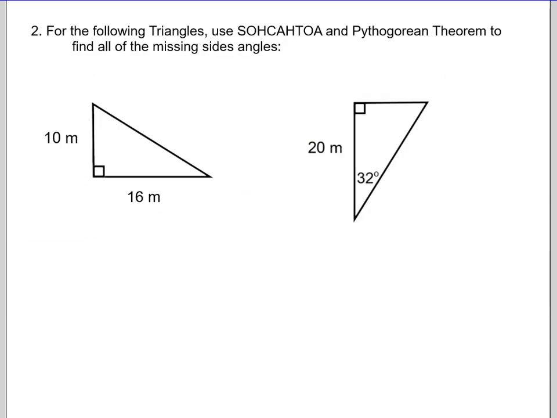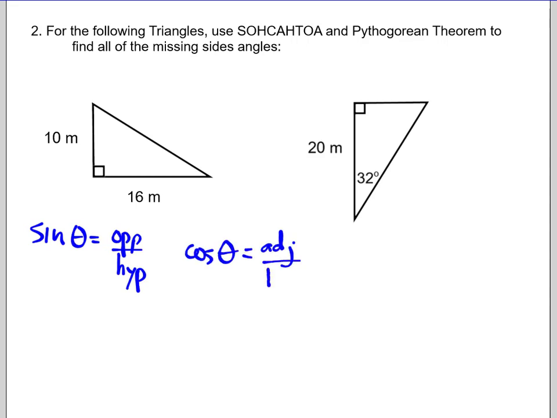Okay, lastly, we'll go over a little trig. So SOHCAHTOA and Pythagorean theorem. So SOHCAHTOA, you might remember sine theta is opposite over hypotenuse. Cosine theta is adjacent over hypotenuse. And tan theta is opposite over adjacent.